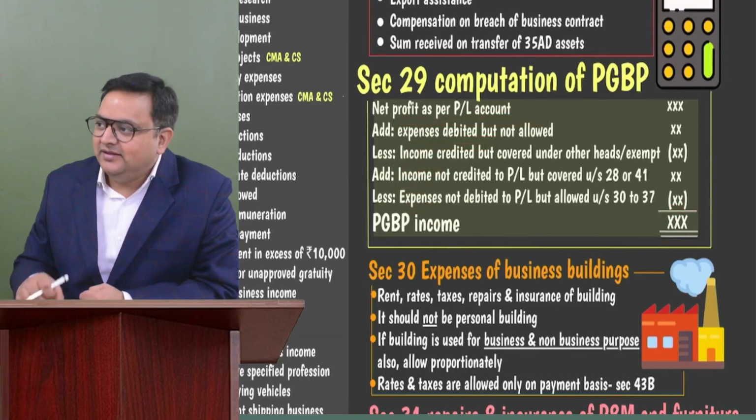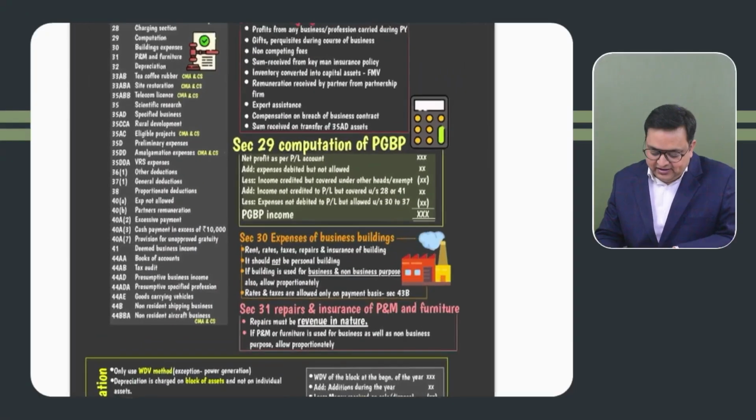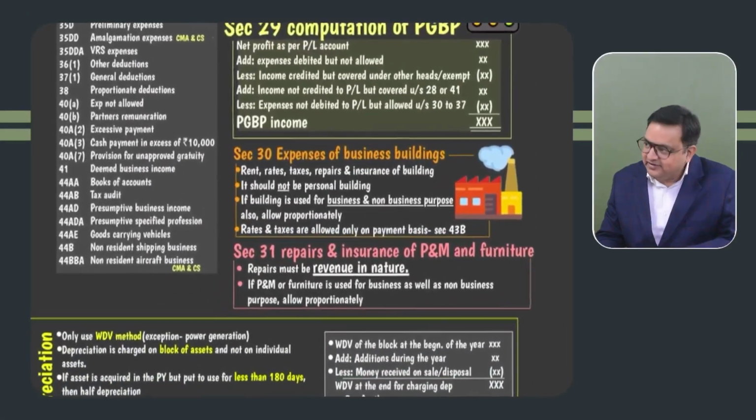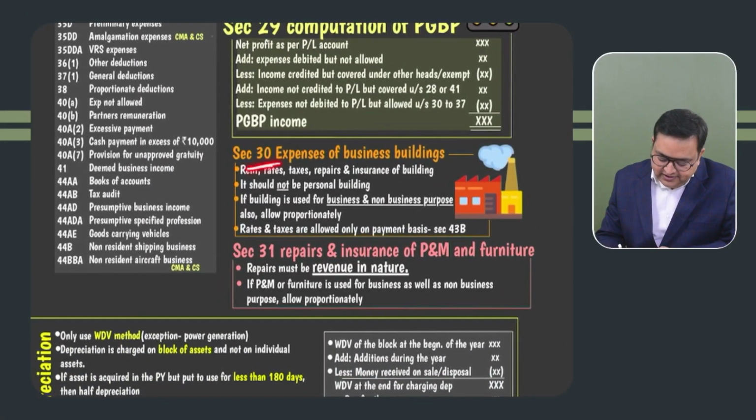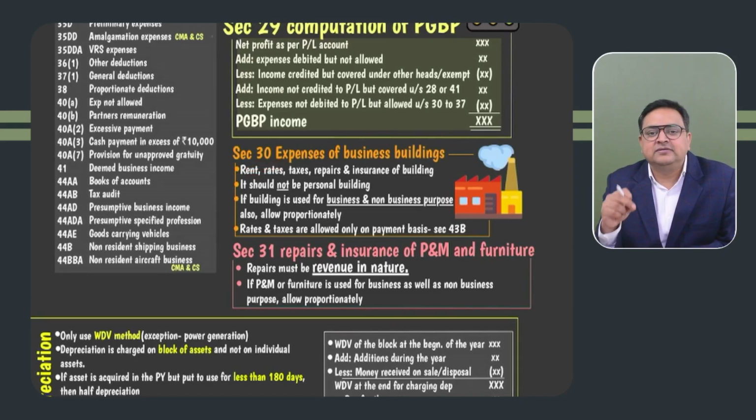Now, the expenses which are allowed under PGBP are from section 30 till 37. From section 30 till 37 are the expenses which are allowed. So let's do it one by one. Section 30. Section 30 is related to the expenses related to building.